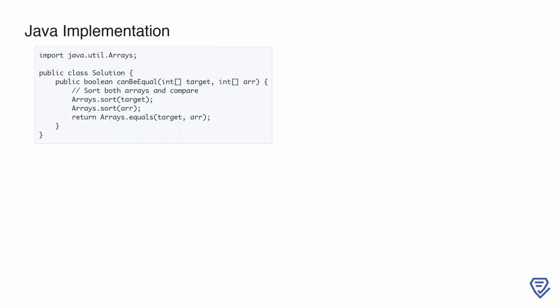This is the Java implementation of LeetCode problem number 1460, Make Two Arrays Equal by Reversing Subarrays. The logic mirrors the Python solution: both arrays are sorted, and then compared for equality using Java's Arrays.sort and Arrays.equals methods. Key differences include explicit type declarations and the use of Java's built-in utility classes to handle array sorting and comparison. This ensures the solution is efficient and concise while adhering to Java conventions.